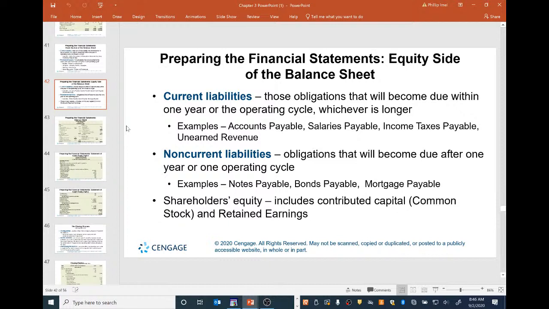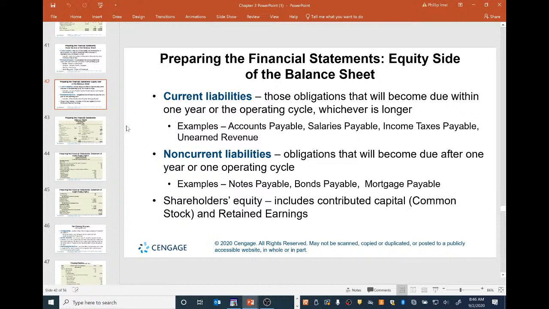Non-current, once again, are just going to be the default category. So this is going to be obligations that will become due after 1 year or one operating cycle, whichever's longer. Some examples of the non-current liabilities: notes payable. So what's a note payable? How would a company incur a note payable as a liability? So we received a note from a bank, right? So then the bank gave us a note, and we're going to owe that money back, right, with an element of interest bearing on it.